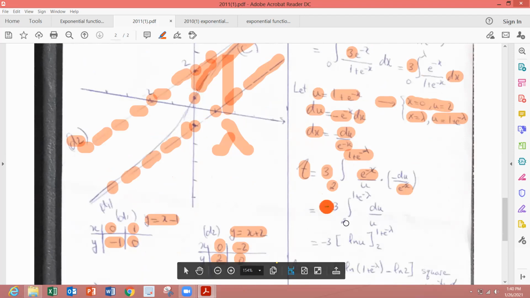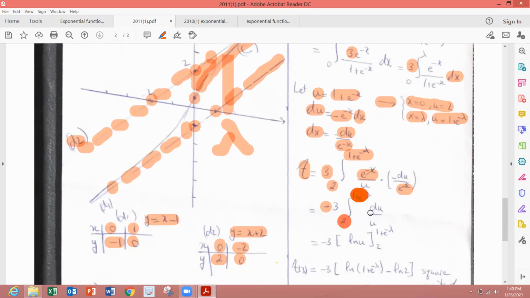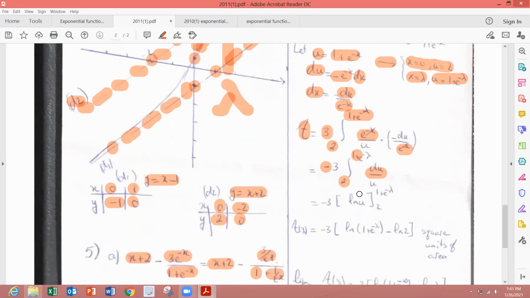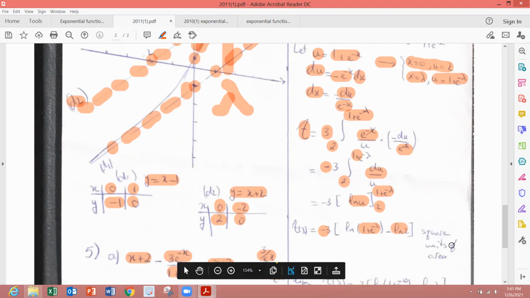Minus 3 times the integral from 2 to 1 plus e to the minus lambda of du over u. We have a rule that says the integral of du over u is ln u. So it becomes minus 3 ln u between 2 and 1 plus e to the minus lambda. First we replace u by 1 plus e to the minus lambda. It becomes ln of 1 plus e to the minus lambda, minus ln 2, square units of area.